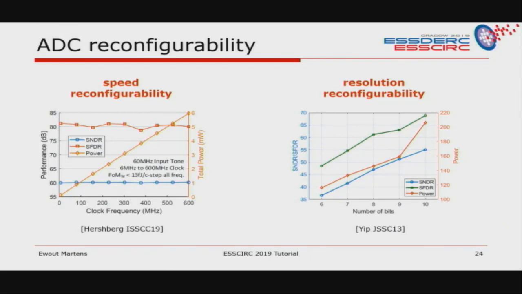So the left example is a completely dynamic ADC, and there you can scale the clock frequency, and the power scales linearly with it without affecting the ENOB or the SNDR. The right one has reconfigurability in the resolution, so that you can add more bits to it. The power increases, of course, with it, but also the SNDR will increase with it.